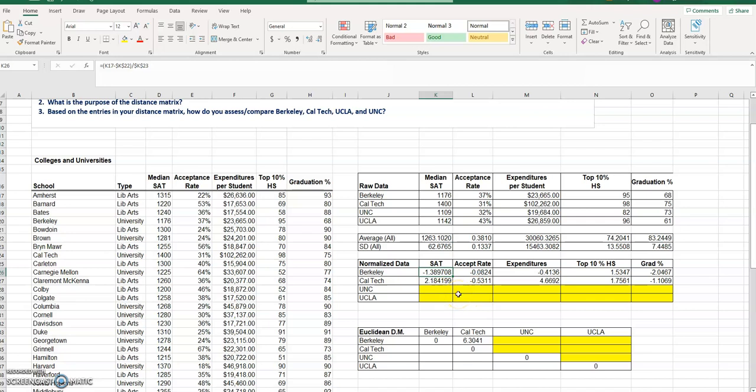You'll have to do the values for UNC and UCLA. You've got some values here that I've already done for you. You can just check that. But I need that in order to get in here and do the Euclidean distance for Berkeley and Caltech.